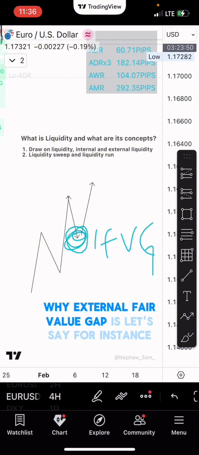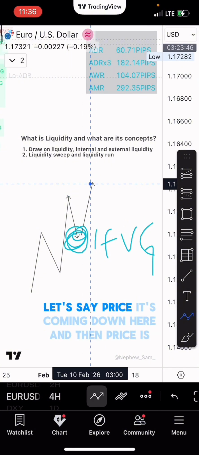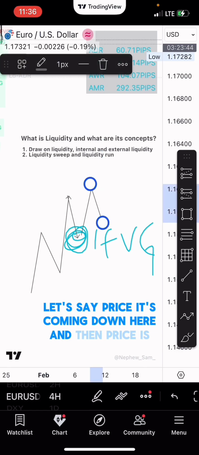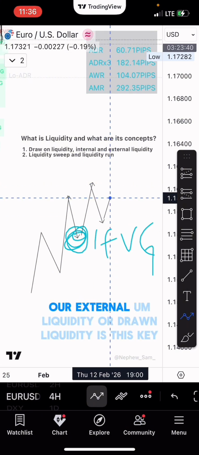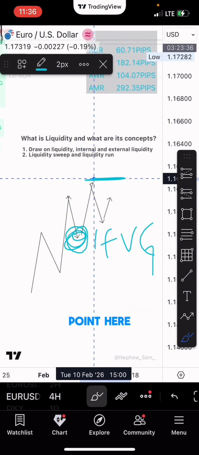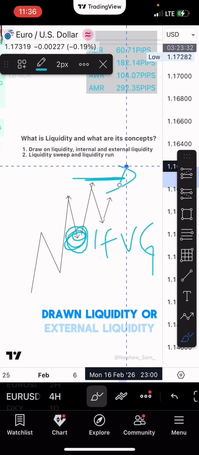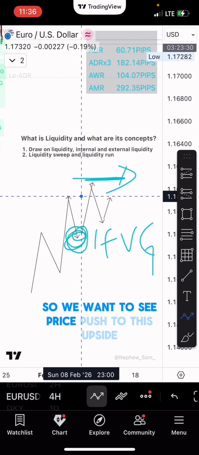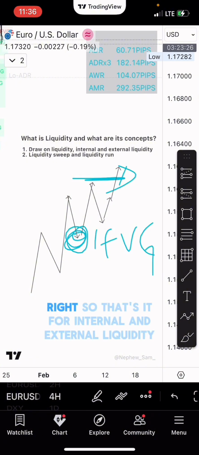While external liquidity is, let's say for instance, this is still a bullish market. Let's say price is coming down here and then price is going up. Our external liquidity or draw on liquidity is this key point here. So that will be the draw on liquidity or external liquidity. So we want to see price push to this upside, right? So that's it for internal and external liquidity.